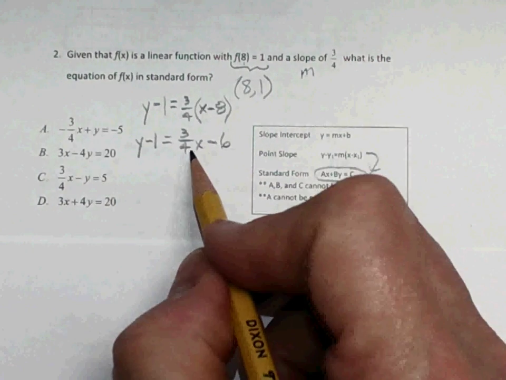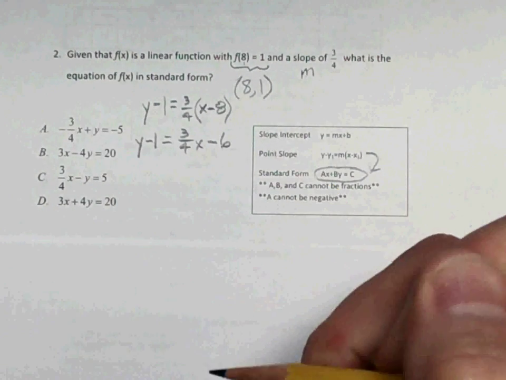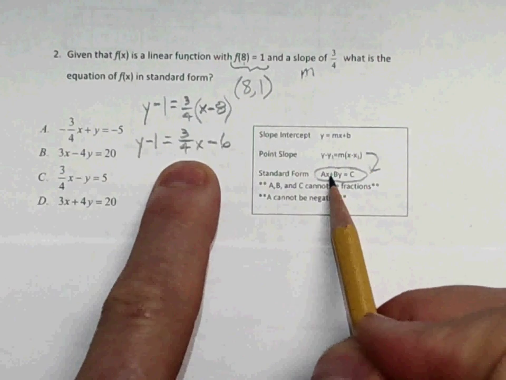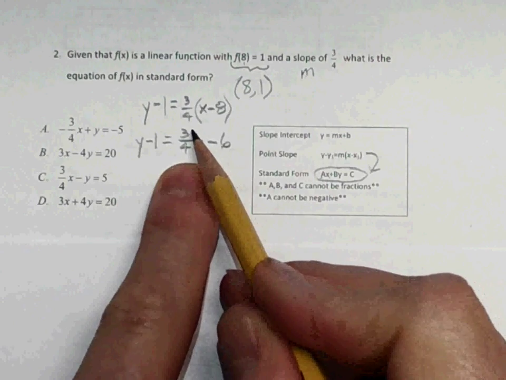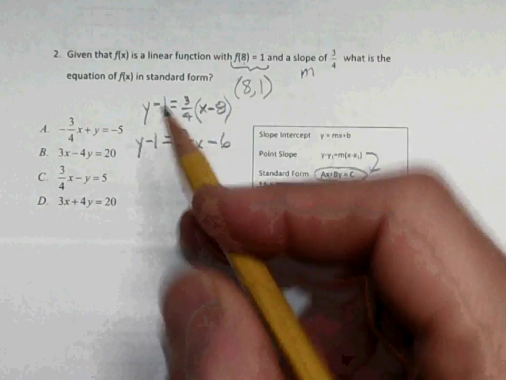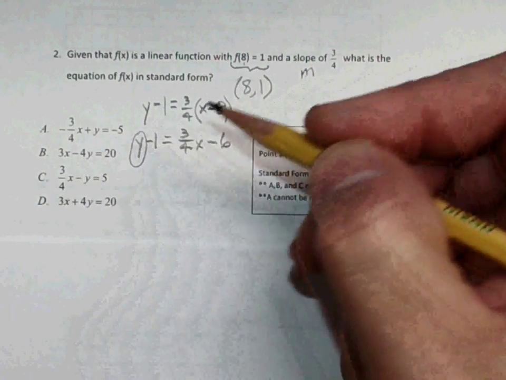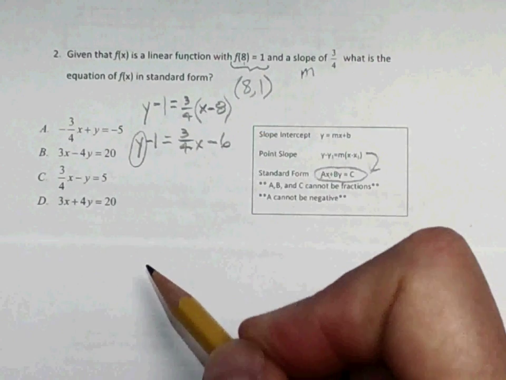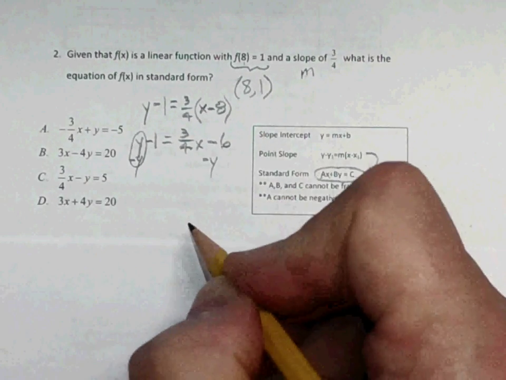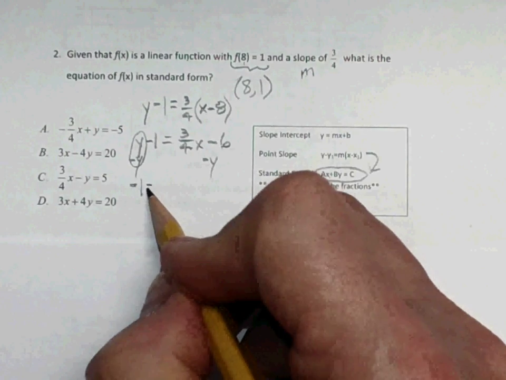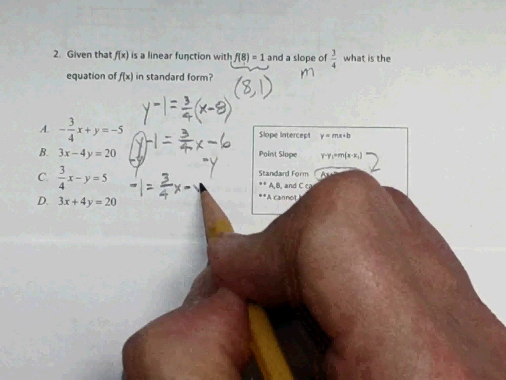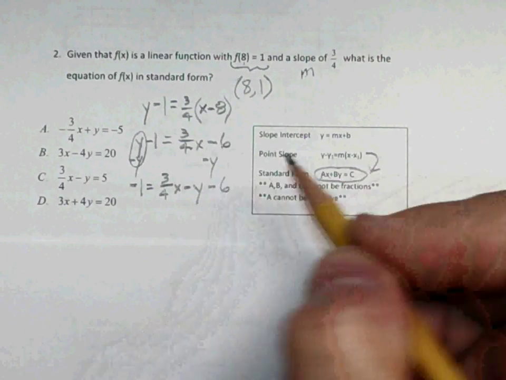And we need the x's and the y's to be on the same side. We need our x coefficient, the number in front of x, to be positive. It's positive where it's at. So I'm going to keep this right here and move the y. How do I get y to the other side? That's right, I'm going to subtract y from both sides. And I'm going to rewrite it because things are getting a little cloudy. 0 equals 3/4 x minus y minus 6.